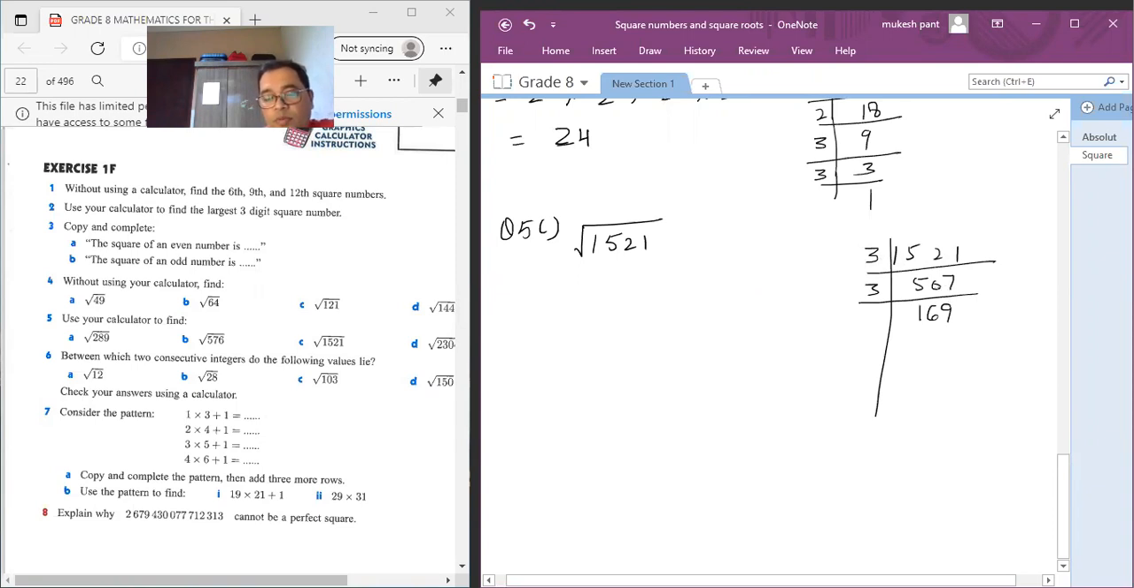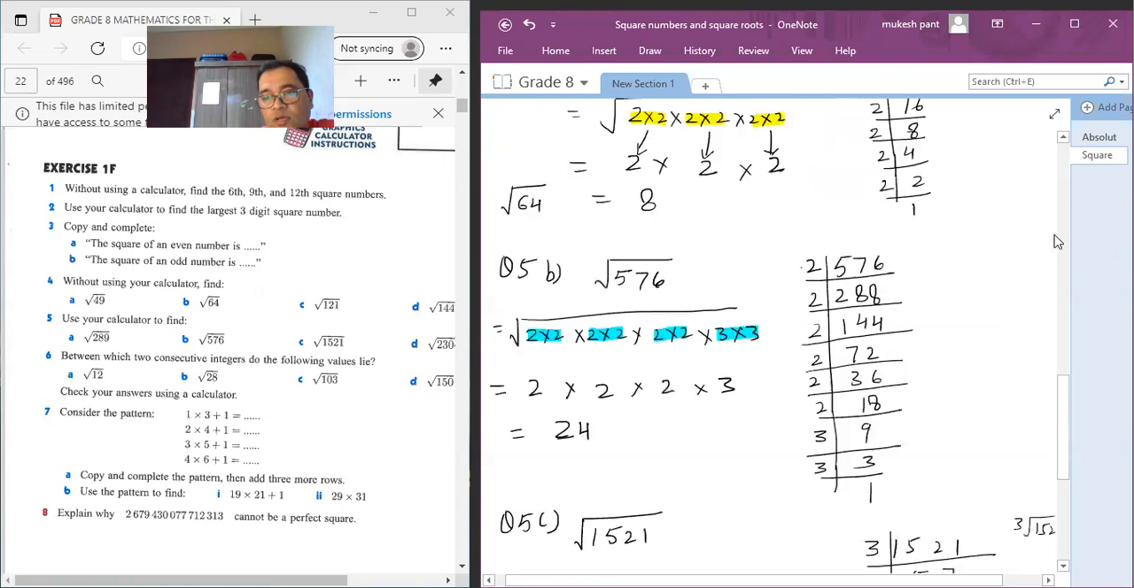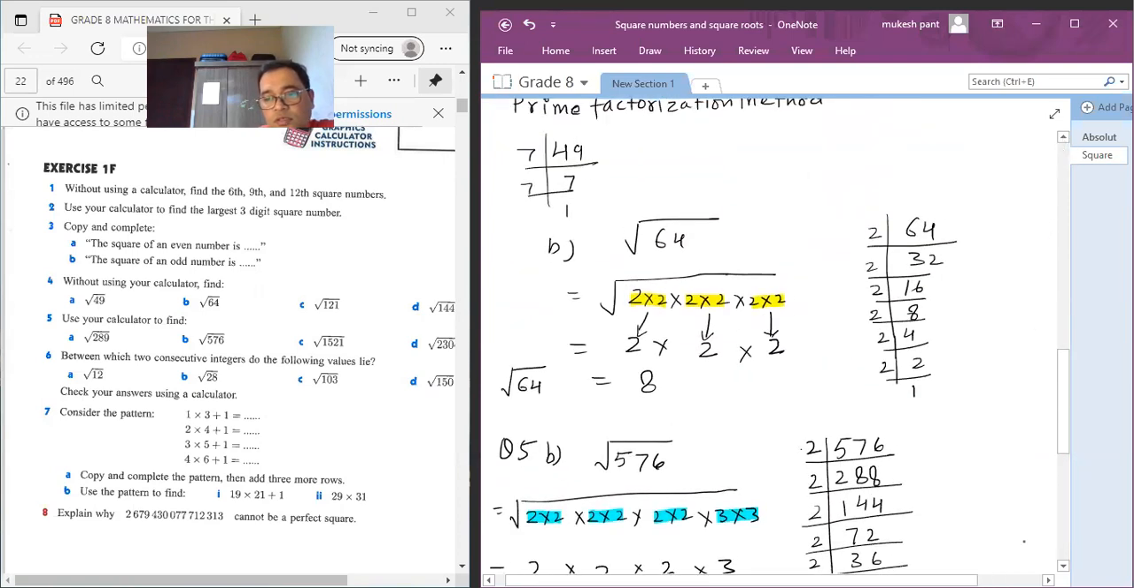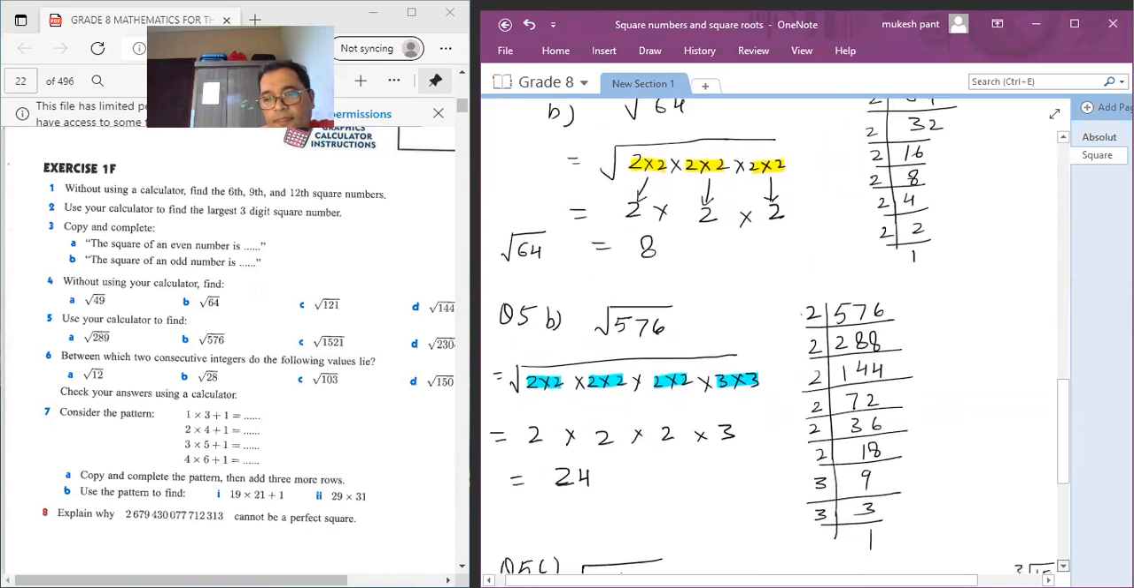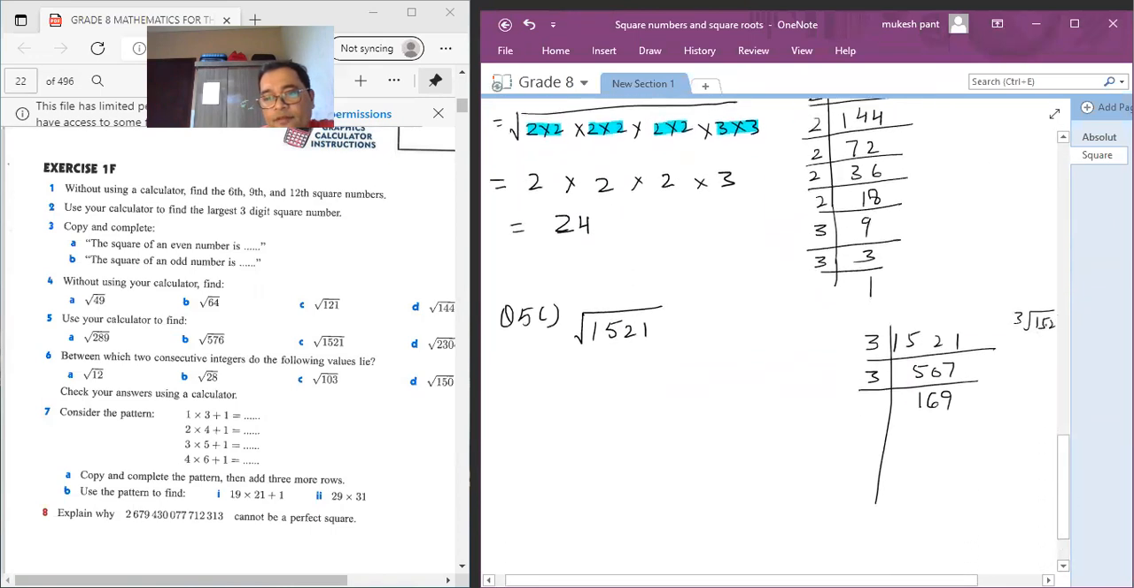If you have a problem dividing, you can do the division separately. I will write like 3, 1521. So 3 5s are 15. Then 2 cannot divide, right? 0 here, then 7. 21. So this way you can do division, and then you can write the quotient here.